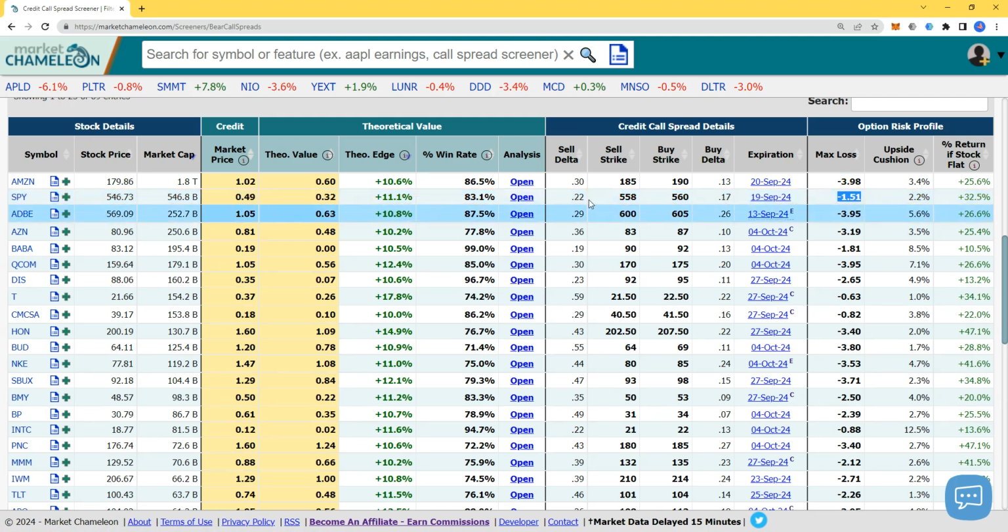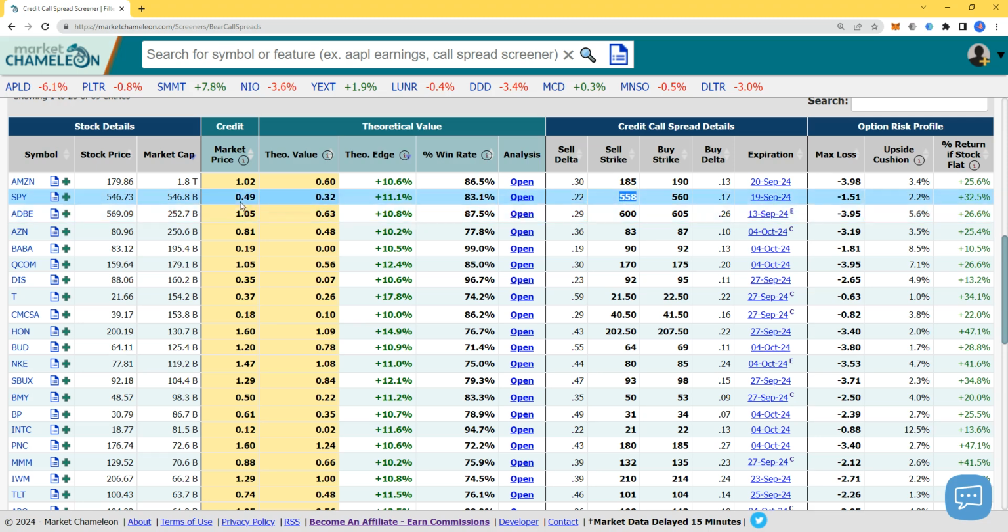But if it doesn't, if it stays below 558, you collect 50. So it's a 3-to-1. You risk 150 to make 50. You can do 10 of those. It's up to you. Not a financial advice.